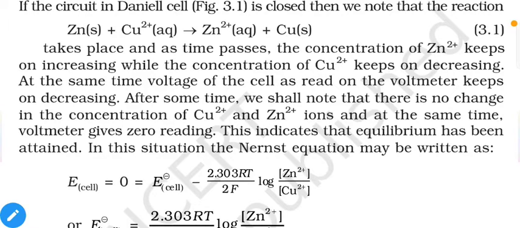Now no need to talk about zinc metal and copper metal because as we know they are solid and in calculation they are considered as unity. So they do not make any difference. So that's why our main product will be Zn2+ and main reactant will be Cu2+. At the same time, voltage of the cell as read on the voltmeter keeps on decreasing.